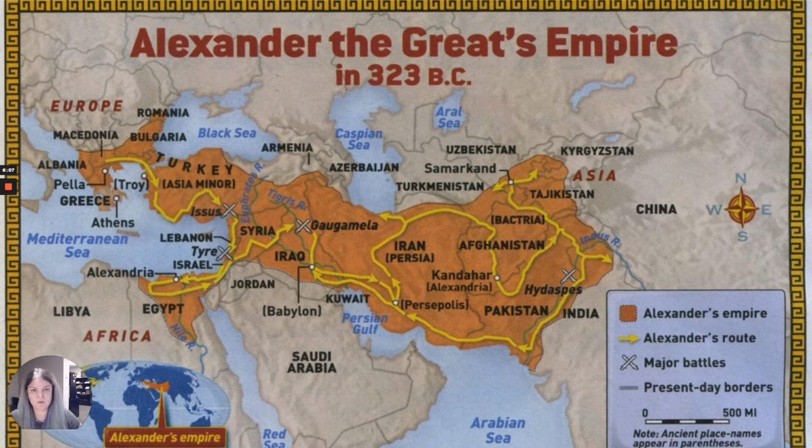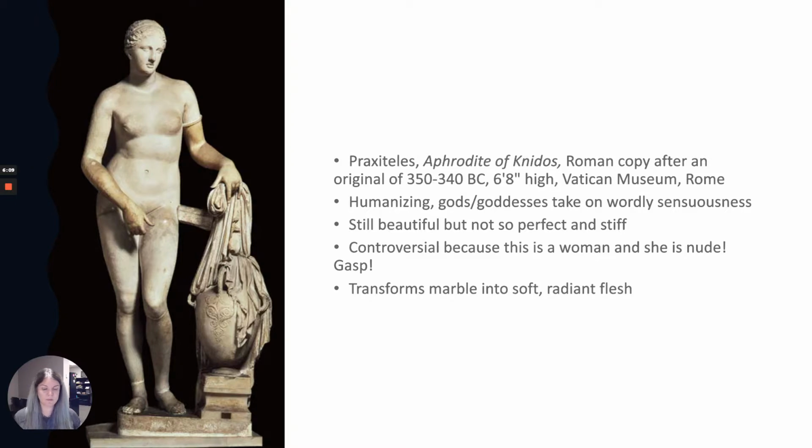Okay, so during this time, we see the emergence of three great sculptors that are the very important voices of this late classical period. The first one is Praxiteles. Praxiteles is a sculptor in the 4th century BC in Greece, and he has this commission to make a sculpture of Aphrodite, the goddess of love, right?